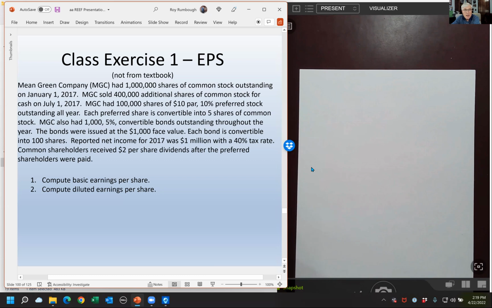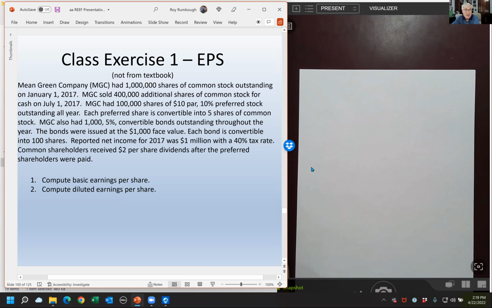400,000 shares were issued July 1, so they're outstanding for half the year. We had 100,000 shares of 10% preferred stock, $10 par, so we know that's going to be a $1 dividend, 10% of 10. If the preferred shares are convertible, that's going to come into play on diluted earnings per share.